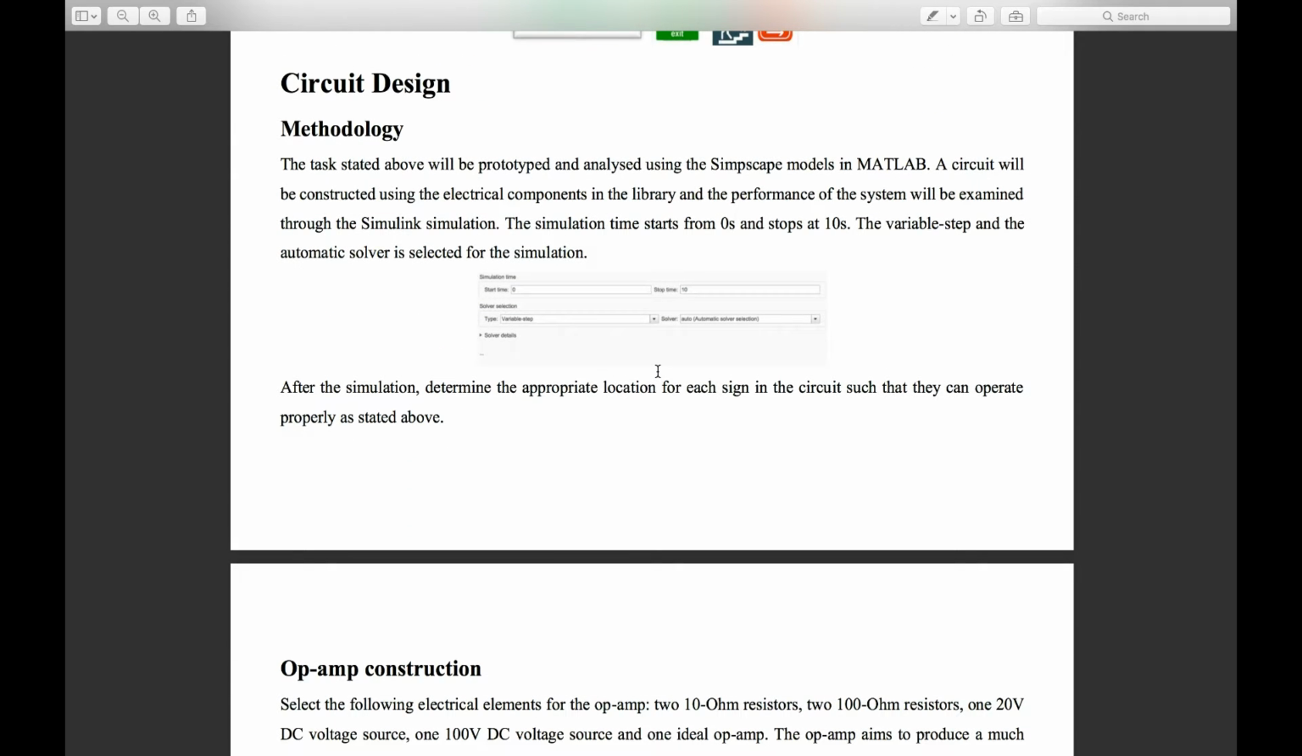And to design our circuit, we will prototype and analyze using the SimScape models in MATLAB. A circuit will be constructed using the electrical library, and the performance of the system will be examined through the simulation in Simulink. Our simulation time starts from 0 to 10 seconds, and the variable step and the automatic solver is selected. After that, we determine the appropriate location for each signal in the circuit so that they can operate properly as stated above.